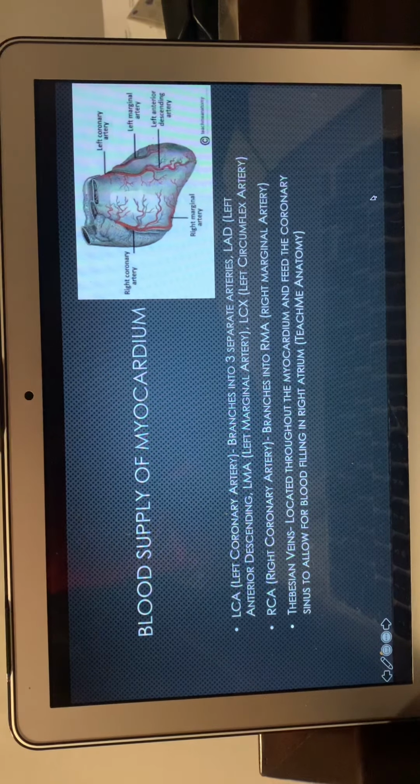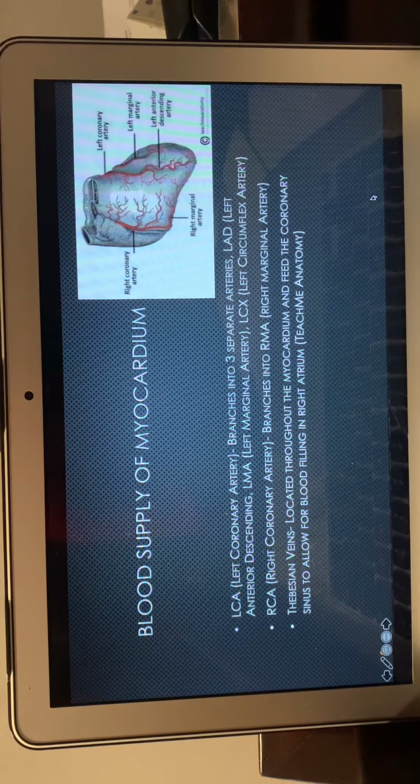So there's also a bunch of veins along the heart. It's not all arteries. There are the Thebesian veins located throughout the myocardium, and they feed the coronary sinus to allow for blood filling in the right atrium. As we all know, within the heart, there's the right atrium where the blood fills to be pumped throughout the rest of the heart.